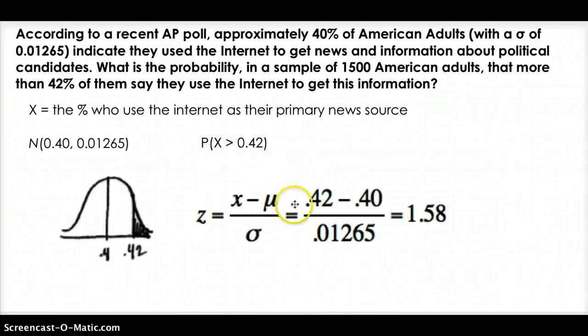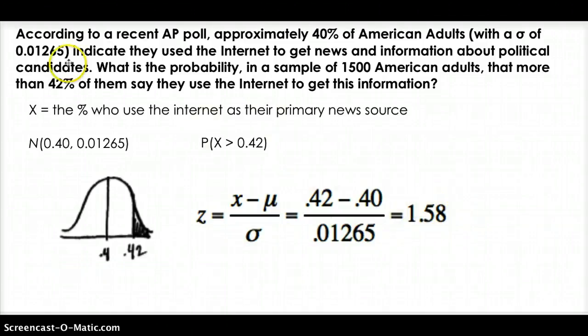Then if you can recall from our Chapter 2 and our normal probability problems, we draw a picture with our mean marked and our standard deviation, and the area under the curve that we're interested in is shaded. I want greater than 0.42, so that's represented here. Then we need to find our z-score. If you recall, the z-score formula is observation minus mean over standard deviation. So here's that information plugged in, and we end up with a z-score of 1.58.